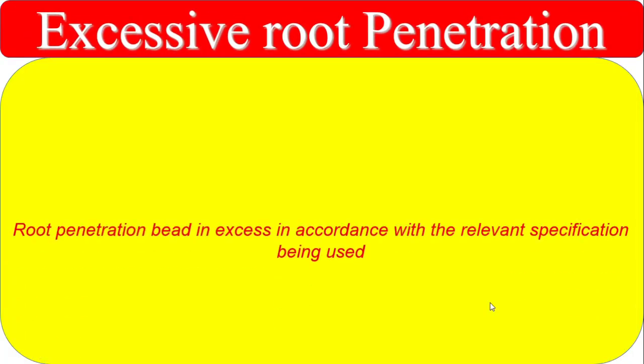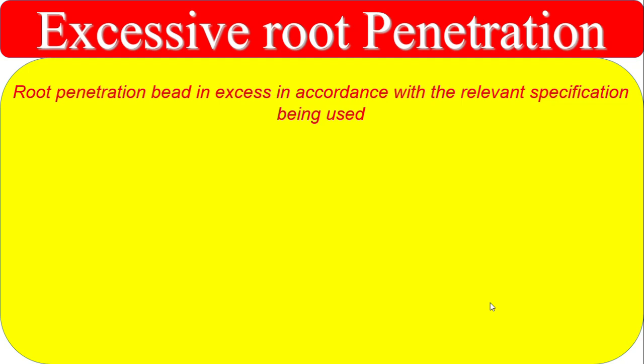Now, excessive root penetration. That was concave root. Now, root penetration bead in excess in accordance with the relevant specification being used. As per the WPS, there is a root penetration, and the root penetration bead will be more than the parent metal height. It is mentioned in the WPS or as per the drawing, so we have to follow that. But here the root penetration is excess.